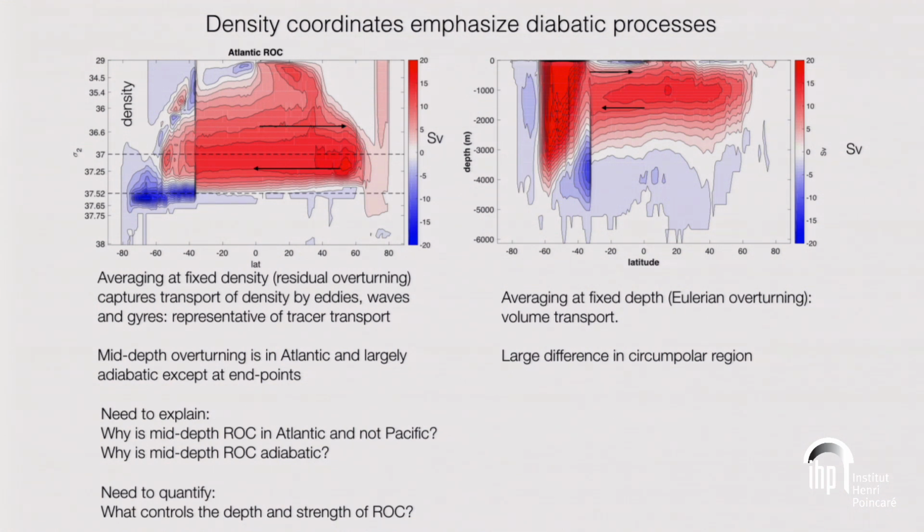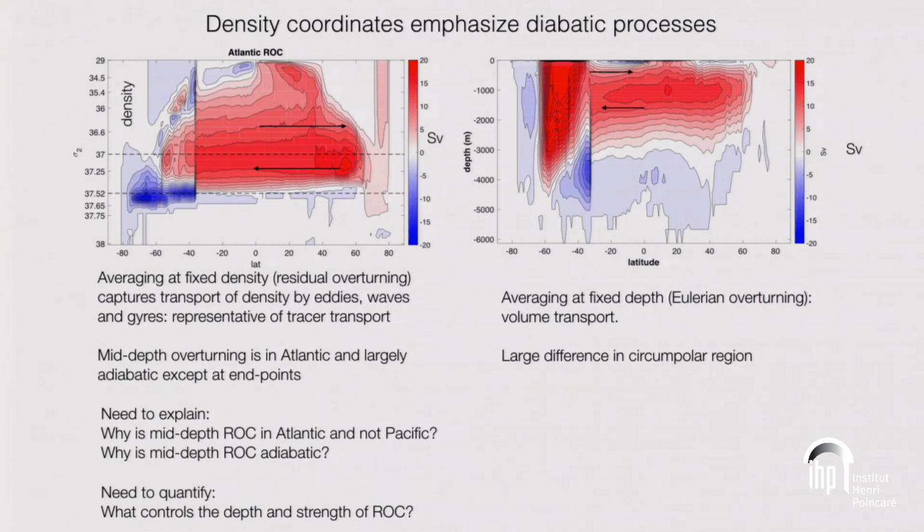Okay, look at the numbers. This is just all much bigger than 20 Sverdrups. And this is the big difference between averaging in density versus depth, at fixed depth. Here you do not capture the very important contribution of stationary waves and baroclinic eddies in this transport. Now, okay, so what do we need to explain?